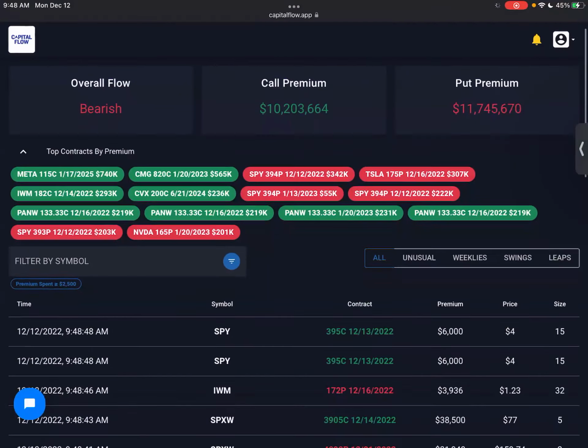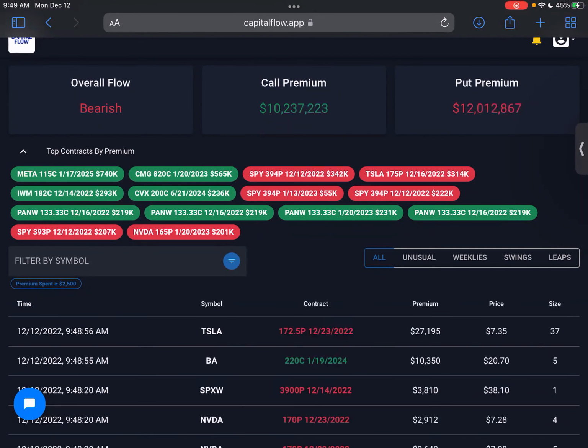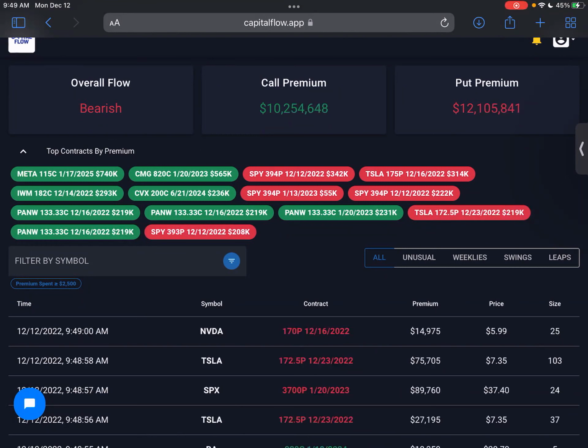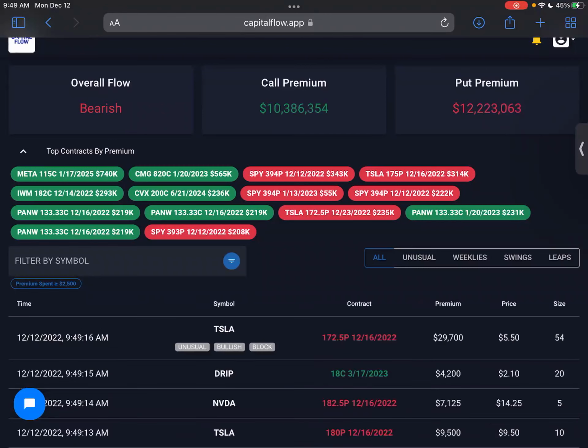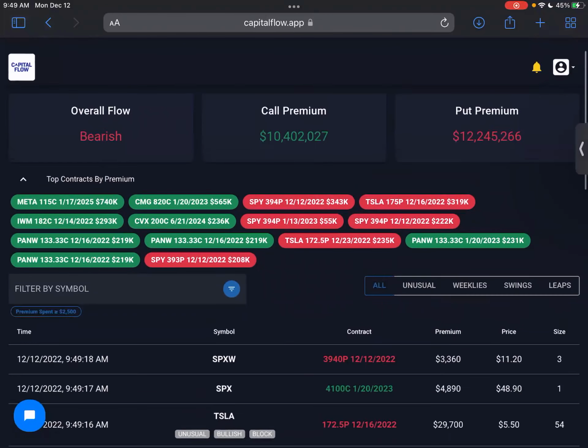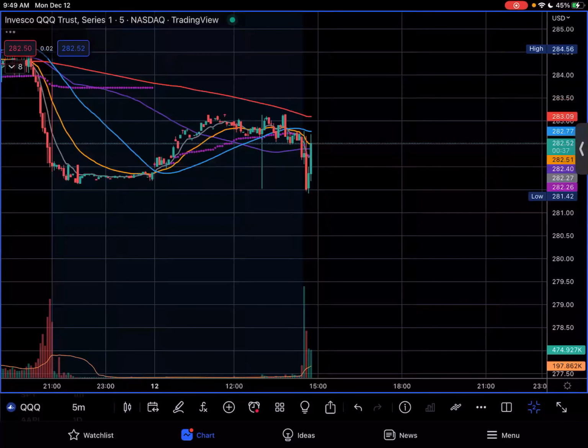When we look at the top contracts by premium, let's start with the first one. We got some Meta 2025, Chipotle 2023. We do have some SPY puts that expire today. We have some Tesla puts expiring this week. Some IWM calls. It's kind of mixed, I would say. There's some SPYs. It looks like SPY and Tesla short-term puts might be a good option. But we'll go ahead and check the chart just to see what they look like. Based on what that flow is saying, I'm assuming we're probably in a downtrend.